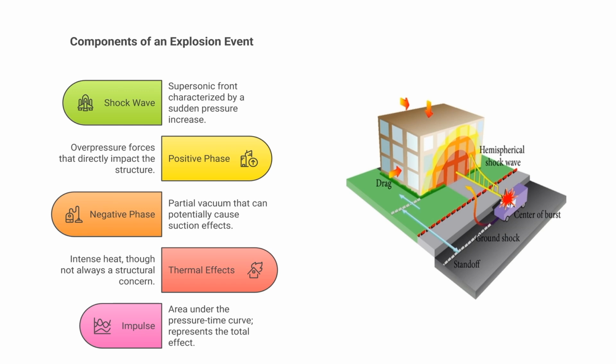In the other parts of the building or structure which are not facing directly towards my explosion, we have the drag effect. We can visualize this in terms of wind loading also, where we have a sudden gust of high intensity pressure flowing into the structure and causing a drag and suction effect.